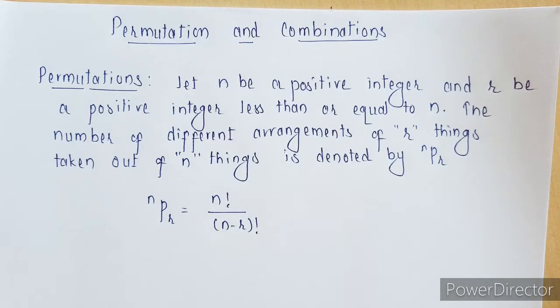We are done with first unit. So let's start with second unit, that is permutations and combinations. So first thing, permutations. Now permutation is nothing but arrangements of r things given n things.